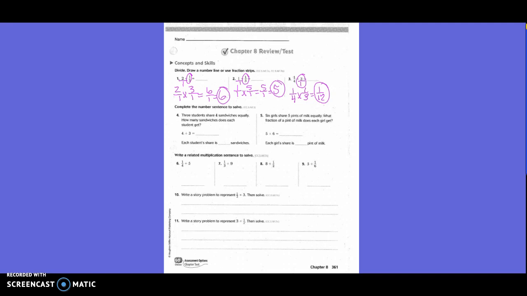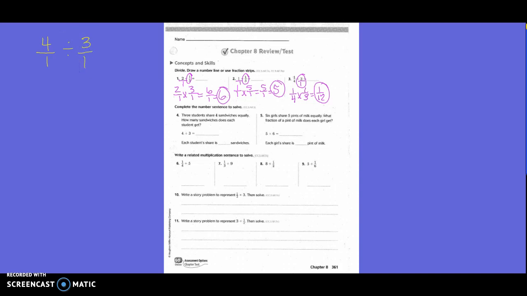Complete the number sentence to solve. 3 students share 4 sandwiches equally. How many sandwiches does each student get? So there are 4 total sandwiches, so they put that first in this number sentence, divided by 3. So we would write what, guys? Find a spot to show some work. So we write 4 over 1 divided by 3 over 1.